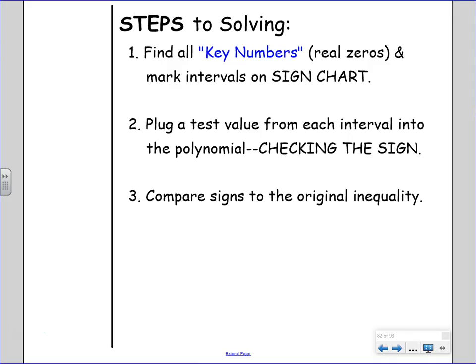So, steps to solving inequalities, nasty ones, where there are lots of factors involved. Find all the key numbers. Mark them in a sign chart. Plug a test value from each interval into the polynomial and say, does it work or does it not? Compare the signs to the original inequality.